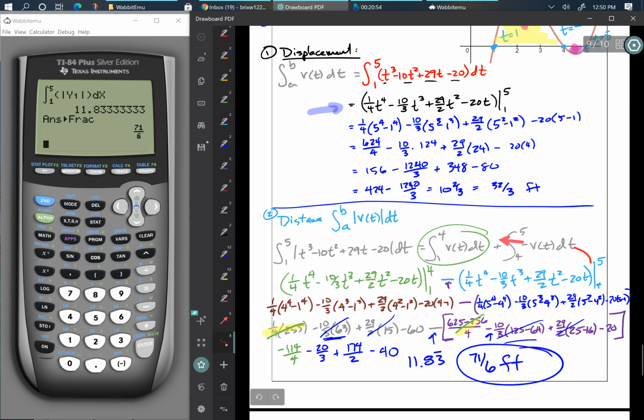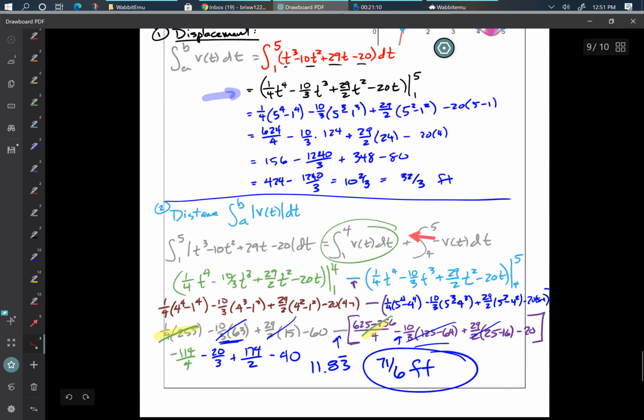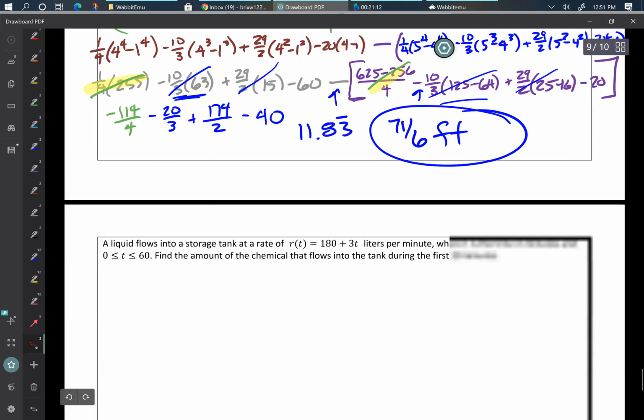I mean, honestly, I had no desire to do any of this by hand down here. If this was a problem that I had been assigned, I would have just done it on my calculator and got the answer that way. I know I can do it by hand. I just don't want to. It's tedious. So just so you know, there is a way to do these things on the calculator.